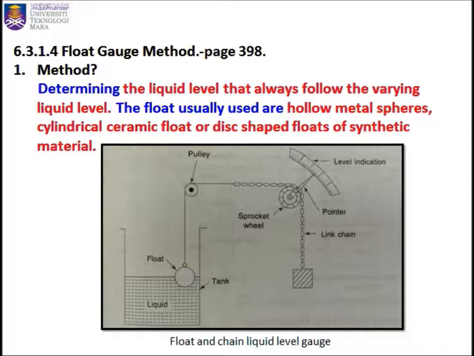Next, we move to the float gauge method. This has a float here, a tank, and then a pulley, sprocket wheel, pointer, and wick. So how does it work?